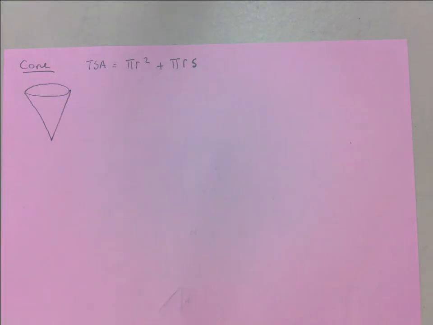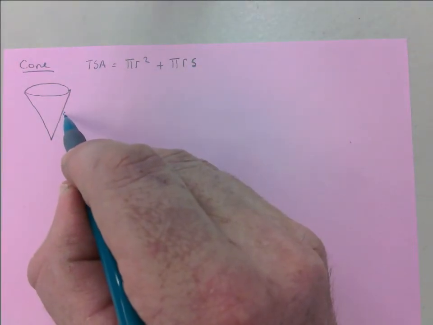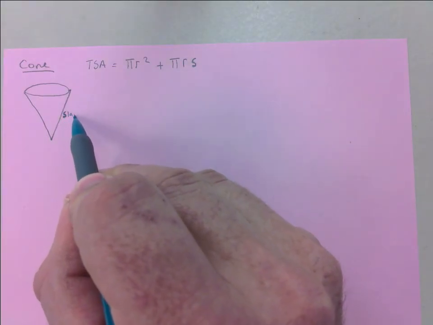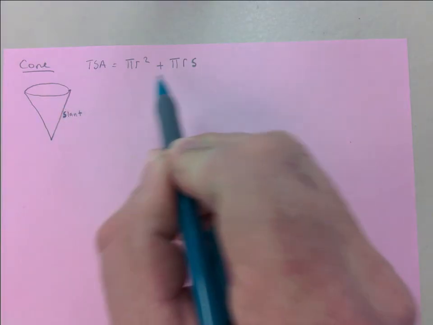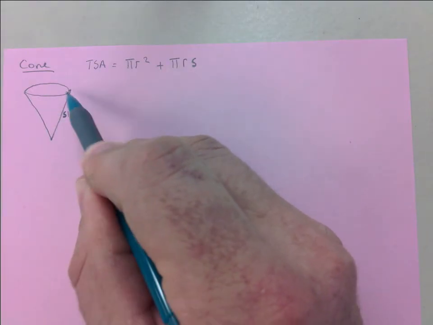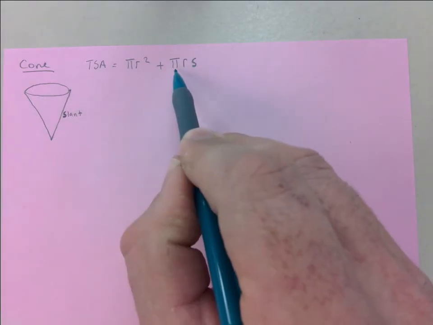Next period, Alice. What does S stand for? The slant height. Slanted, it's slanted. This is S right here. Okay, slanted, right?